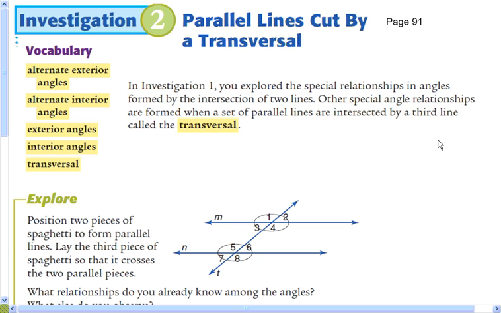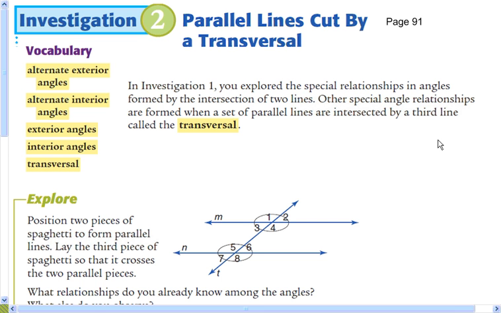Hey students, this is your second video lesson. This is investigation 2, parallel lines cut by a transversal. You should know right away that when you cut parallel lines by a transversal, there's a bunch of special relationships between the angles, and we'll discover some of those, and you'll get some of those by definition.